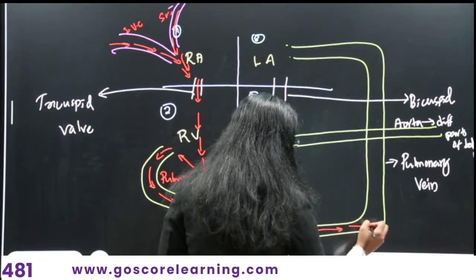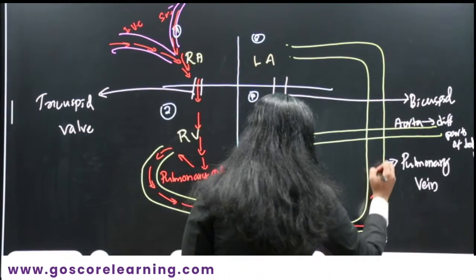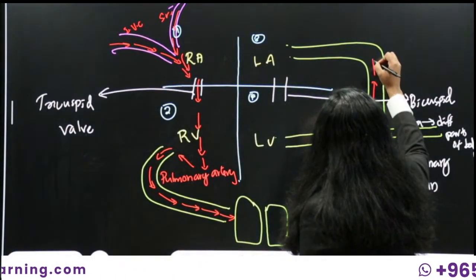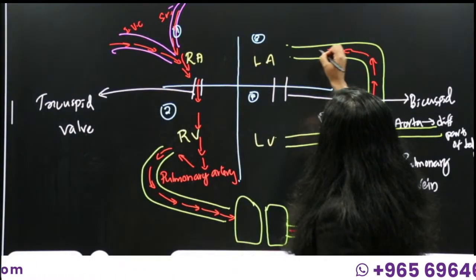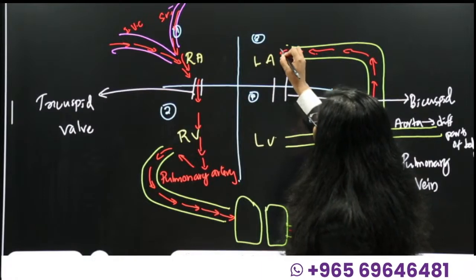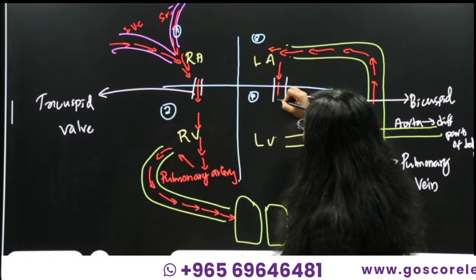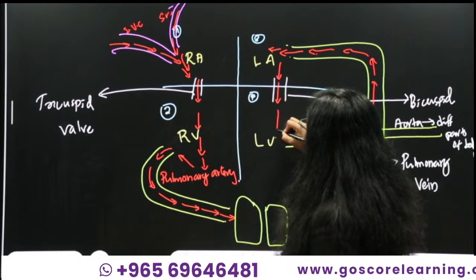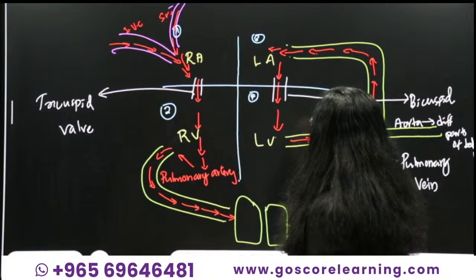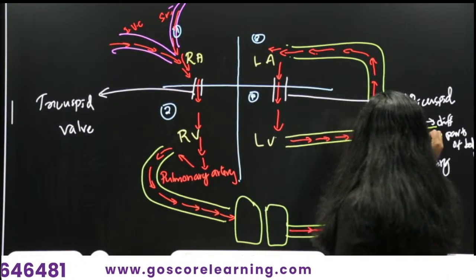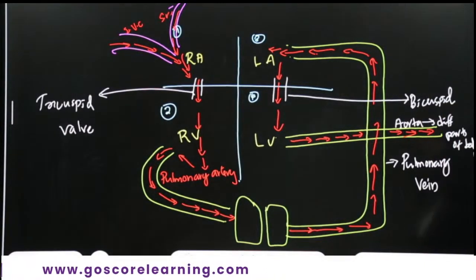What is the next region? Pulmonary vein is the next part. It reaches into the left atrium. From the left atrium, it reaches into the left ventricle. From the left ventricle, it reaches to the different parts of the body.